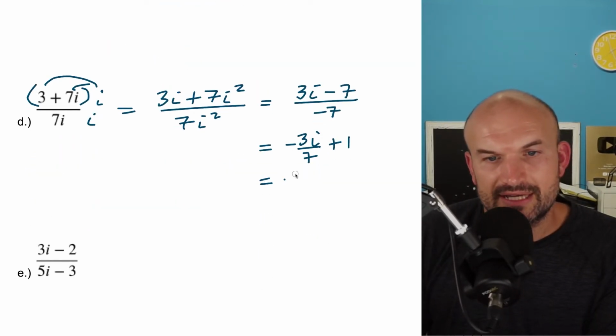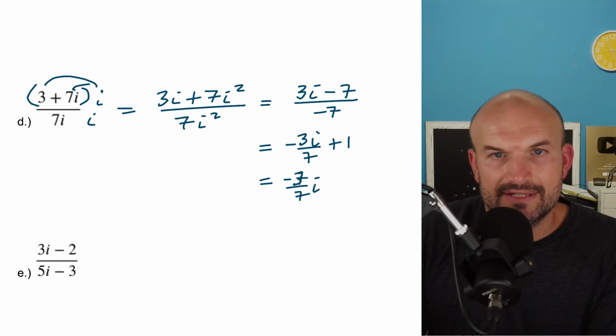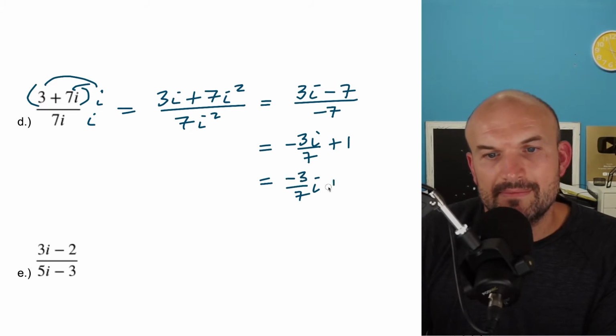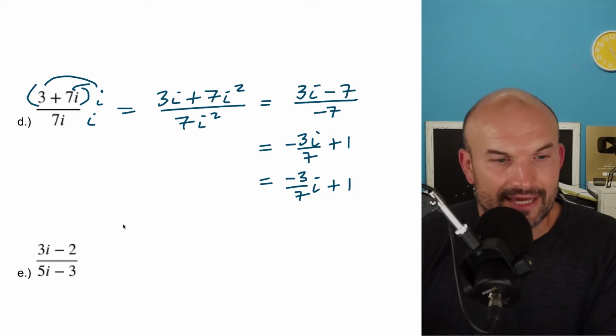We can definitely write this like a -3/7 i. That just kind of looks bad. So let's go and fix that. So it'd be a -3/7 i plus 1. And same thing like that.